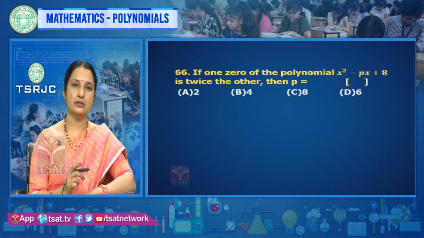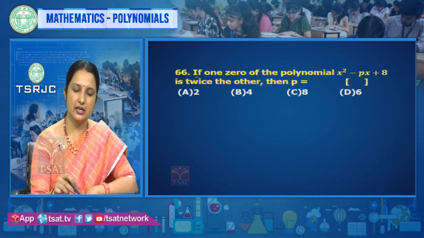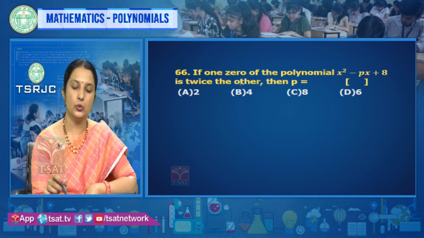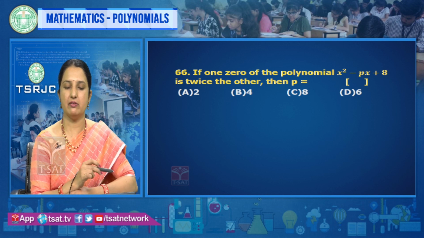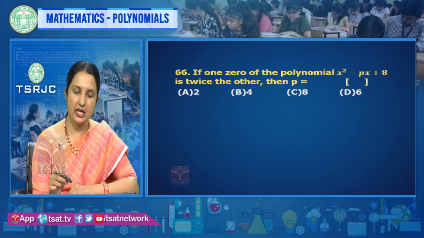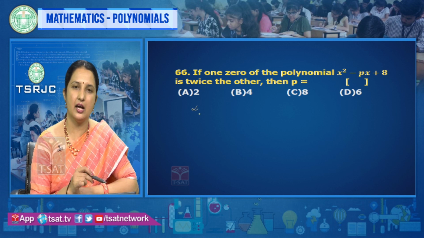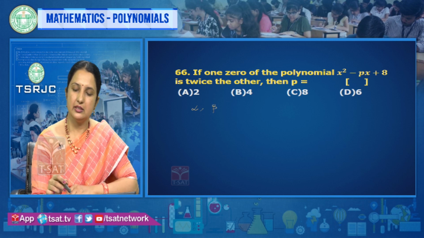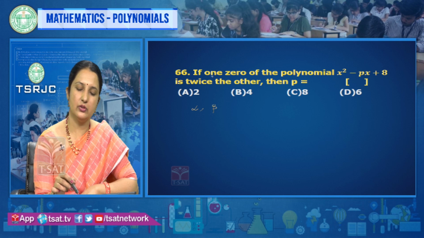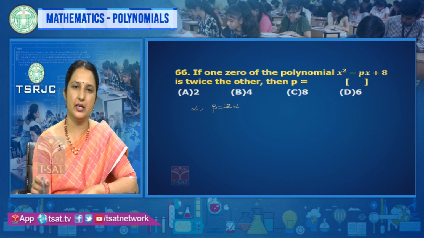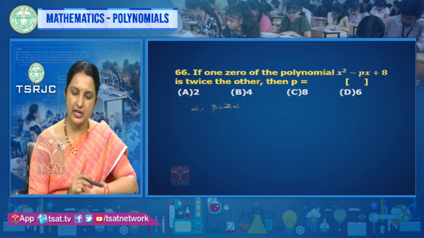Okay, next. Question number 66. If one zero of the polynomial x square minus px plus 8 is twice the other, then p equals what? If you take one zero as alpha and you take the second as beta. So, the second zero is twice the first, that means beta equals 2 alpha we can take now.